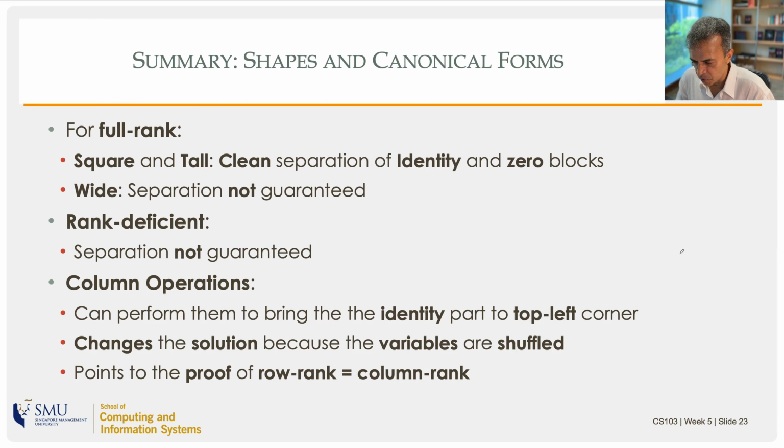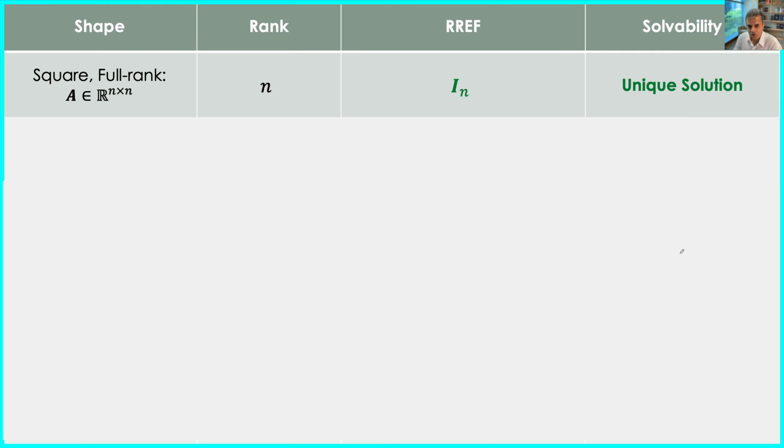I don't think this proof is any better than our original proof by just looking at the pivots, but it's presented as another proof here and there. Now let's look at the solvability also once more with reference to the rank and the shape of the matrix. If it is a square full rank matrix, the rank is n, RREF is always the identity matrix. So we might say this differently.